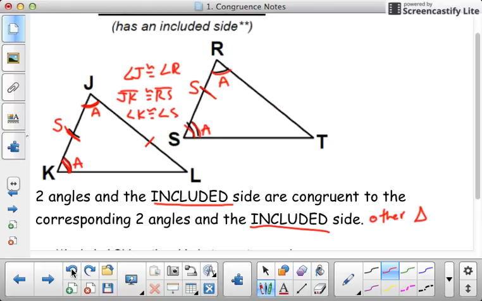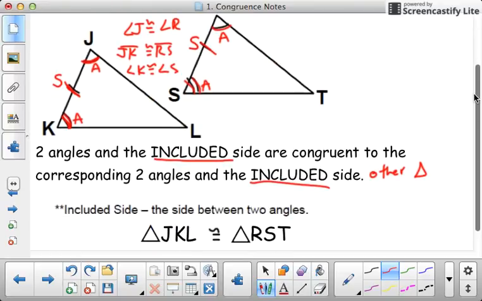However, it would prove, before I move to that, I can now write a congruence statement. Knowing just this piece of information, just based on these markings, I can say JKL is congruent to RST. Therefore, then I could say, well, then L is congruent to T. I can now add that information in. However, I couldn't assume that before. Now I can, showing angle, side angle.